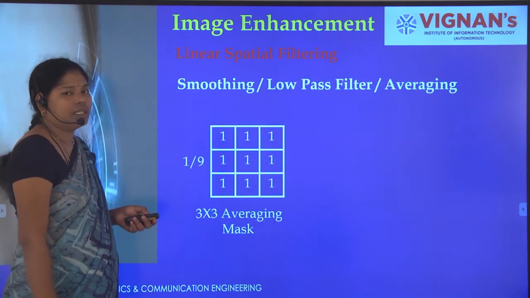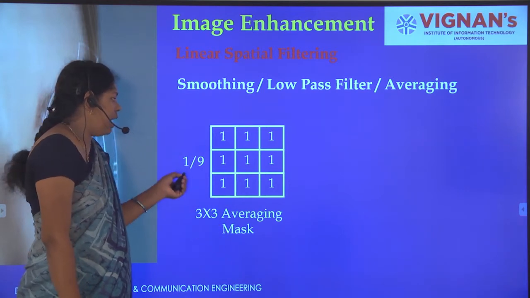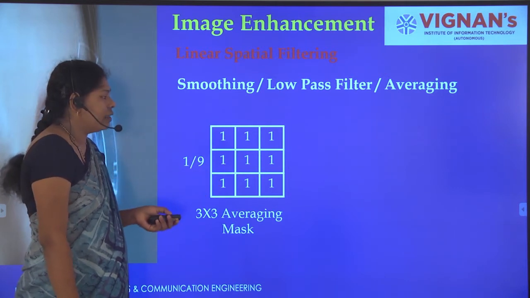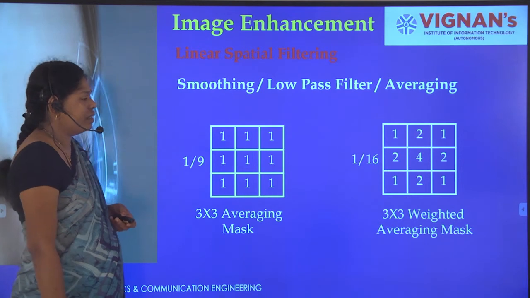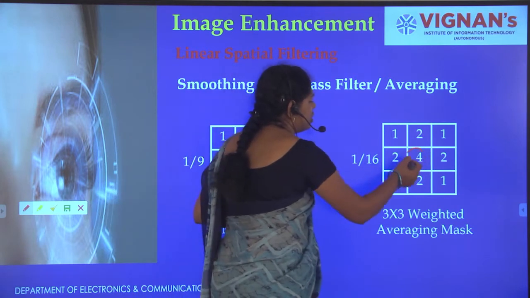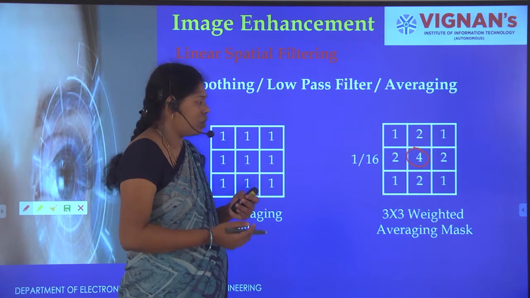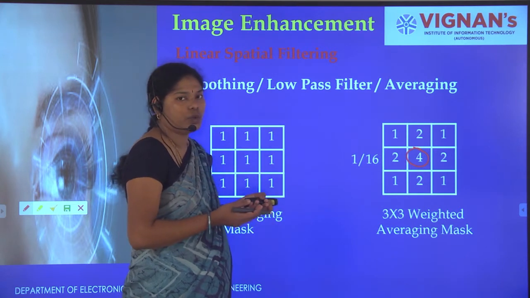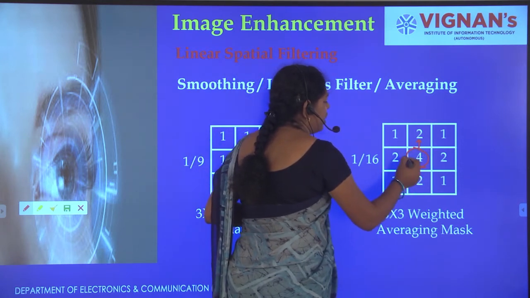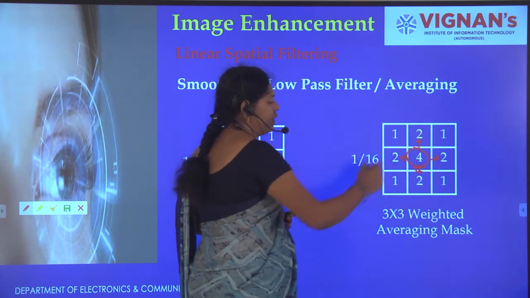Next, see the particular example. Here this is the 3 by 3 averaging mask, where each value is considered as unity, 1. And the second is the weighted average. Weighted average means we consider the center element as the highest priority. We give the center element the highest weight and concentrate on it, then the neighbors get the next weightage, and next we consider the diagonal elements.